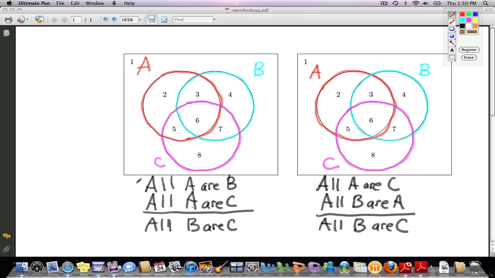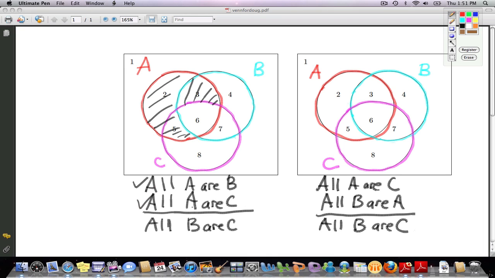I'm going to go to the first premise here, all A are B. To diagram all A are B in the picture above, as we've learned, shade out areas 2 and 5, the A's that are not B. Second premise, all A are C. To say that all A are C, we need to shade out areas 2 and 3. Area 2 is already shaded, so I'll just go ahead and shade out 3. You could double shade area 2, and that would be just fine as well.